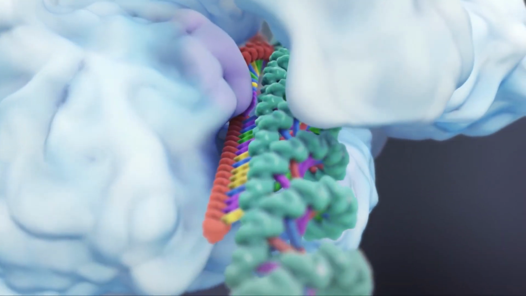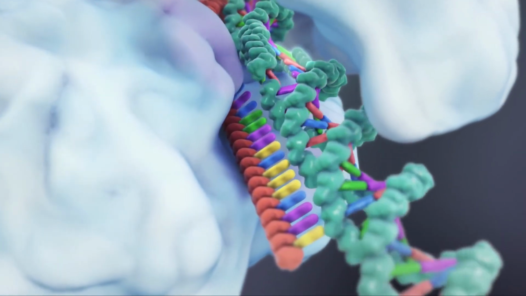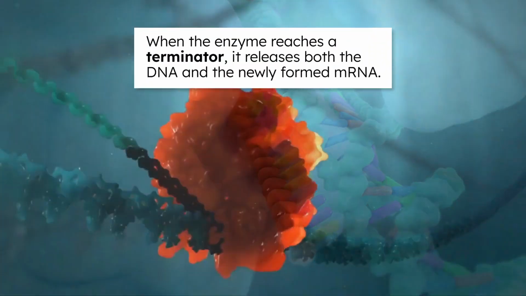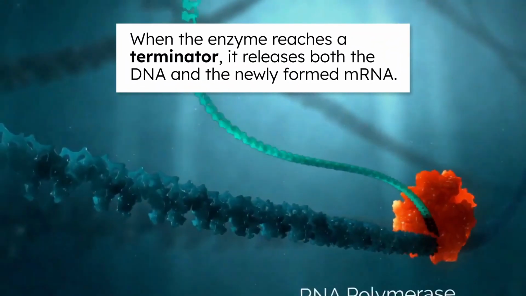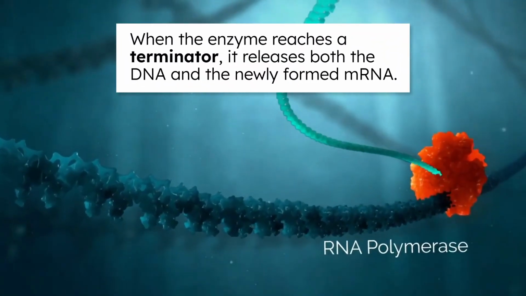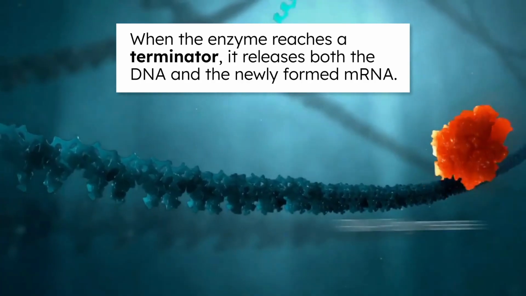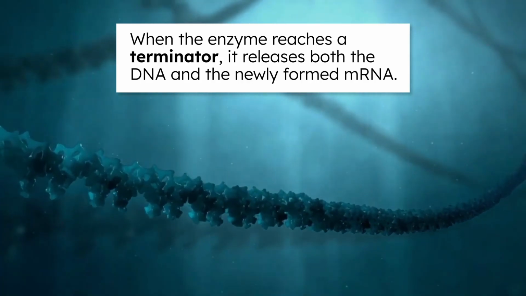As the enzyme moves along the DNA strand, the DNA rewinds behind it. When it reaches a signal marking the end of a gene, called a terminator, the enzyme releases both the DNA and the newly formed messenger RNA. Finally, the mRNA is packaged, finalized, and glued together in a process called RNA splicing. The end result? A small single-sided RNA copy of the instructions needed to build one protein.